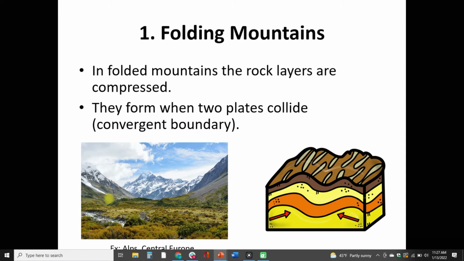So that was fold mountains. This is the information you would need for your worksheet. This picture is fold mountains, and they form when two plates collide. If you need to pause for a moment to finish filling that out, then please do so.